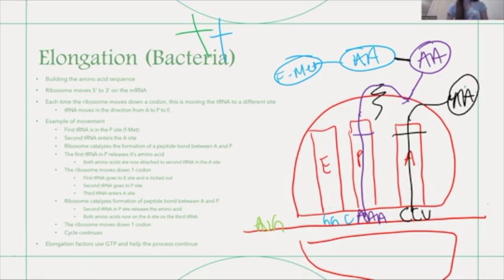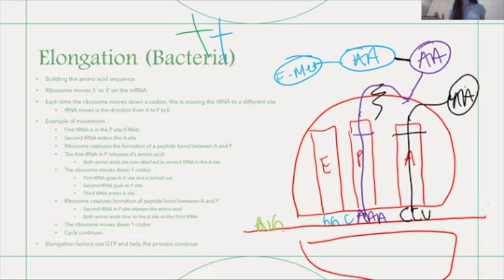So it's all about coming in at A, or having something in A and P at the same time. You make the peptide bond. Now A holds on to everything. We move down one. So now everything would be in P. Something comes into A, peptide bond, P lets go, A is holding on to everything. We move down one. So hopefully that process makes sense.